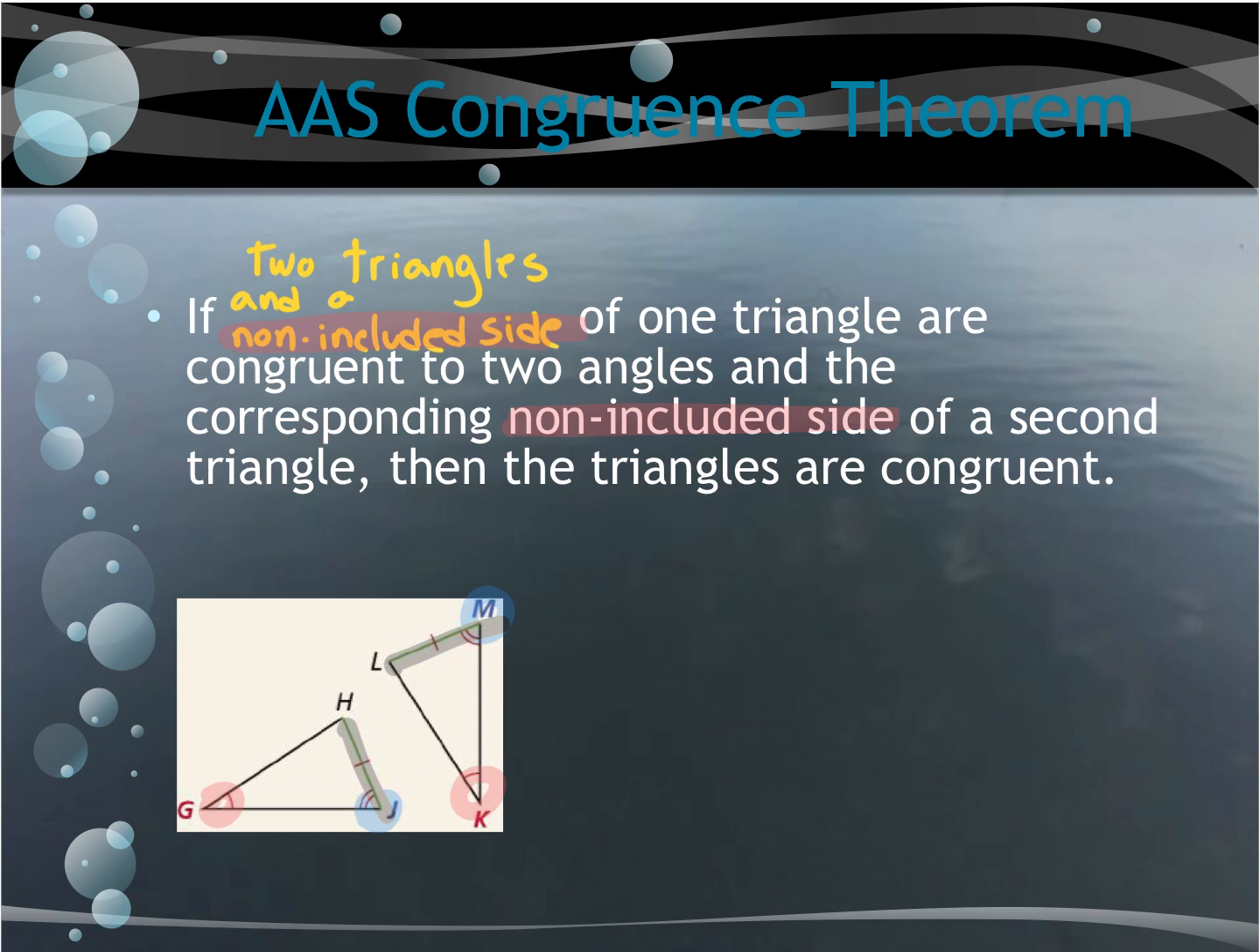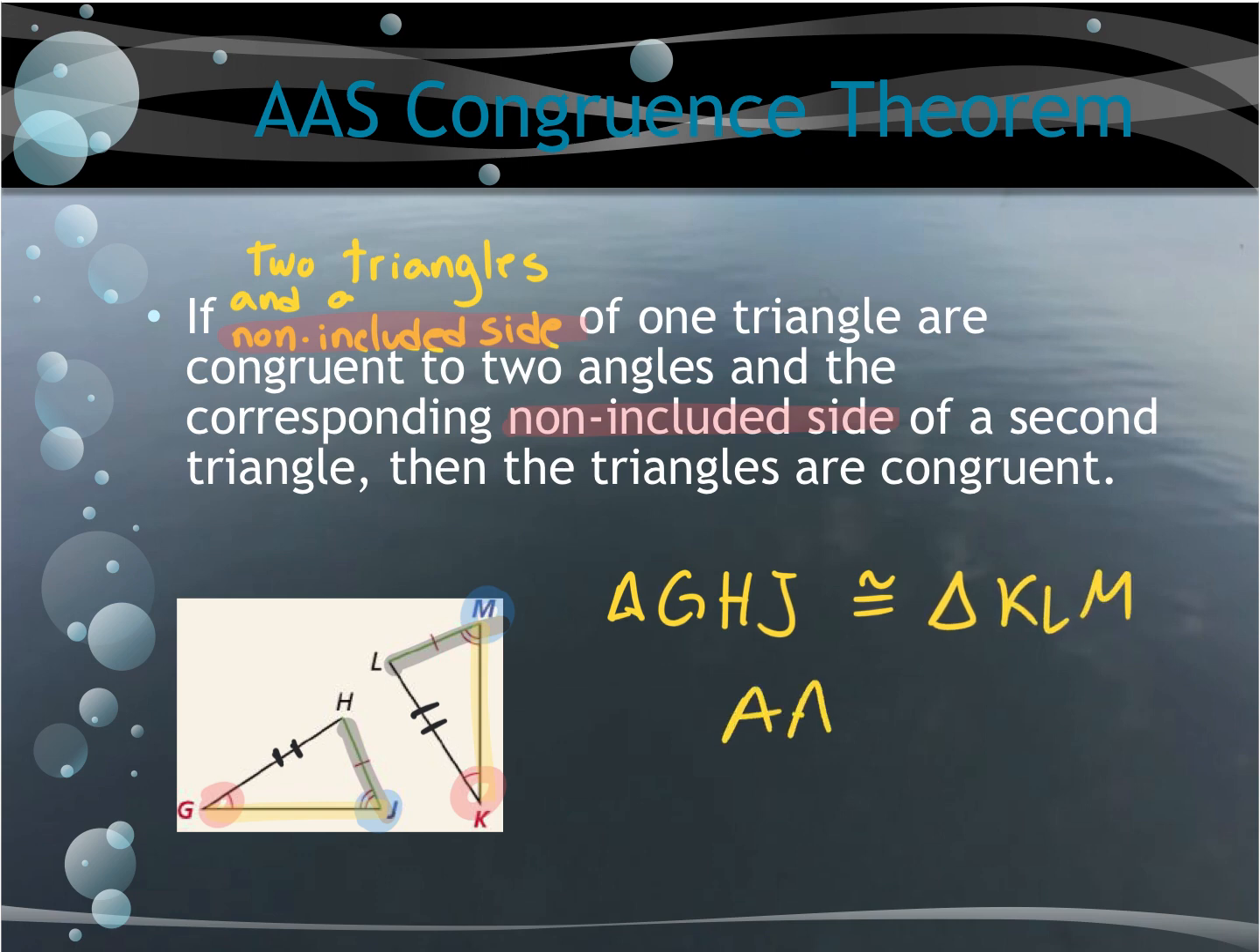Now, if they were to have given us by any chance this GH or LK, it would also work, as the only side that is included is GJ and KM. As long as it's not the included side, whatever is sandwiched between the two angles, it would be congruent by the AAS congruence theorem. So because it gave us the outside side, we can say that triangle GHJ is congruent to triangle KLM by the angle-angle-side theorem.